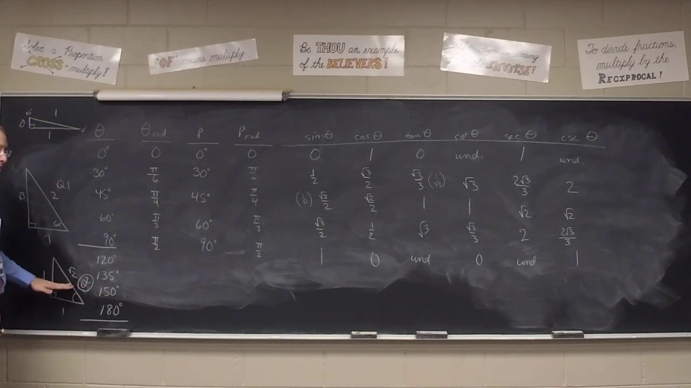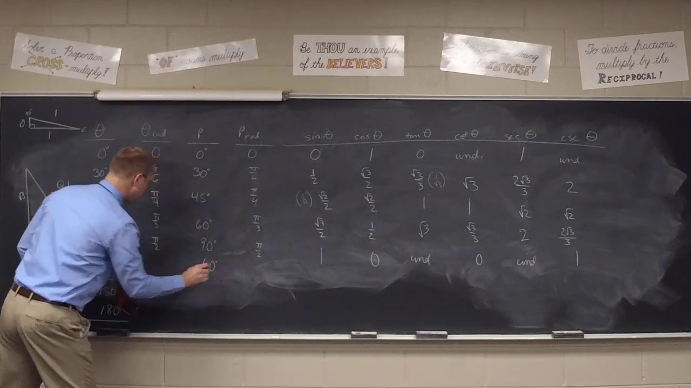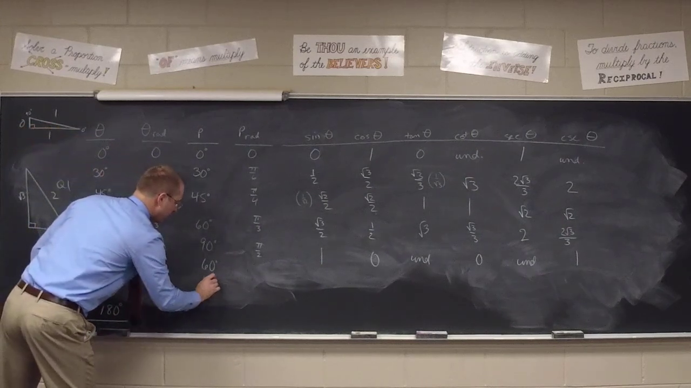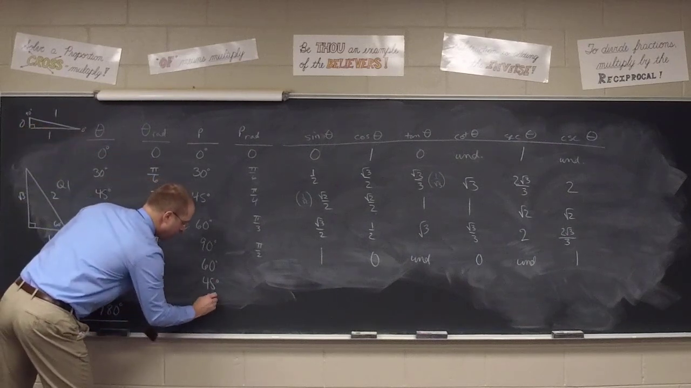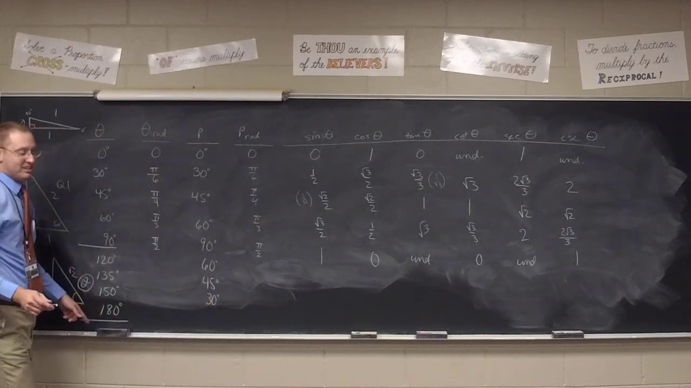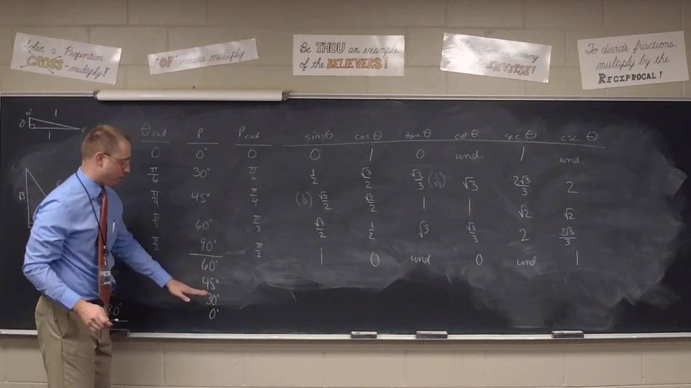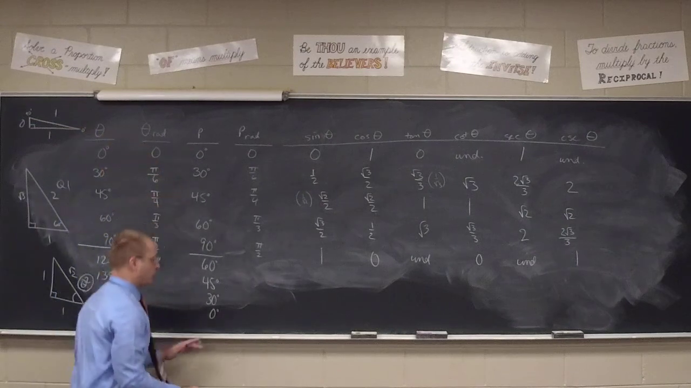In quadrant 2, we're measuring from what? 180. How far from 180 is 120? 60. How far from 180 is 135? 45. How far from 180 is 150? 30. And how far from 180 is 180? 0. So the reference angles are 60, 45, 30, and 0. Does that make sense?